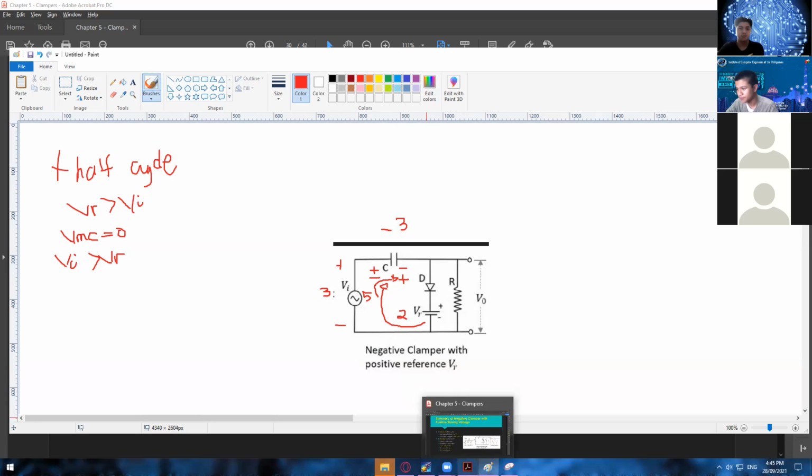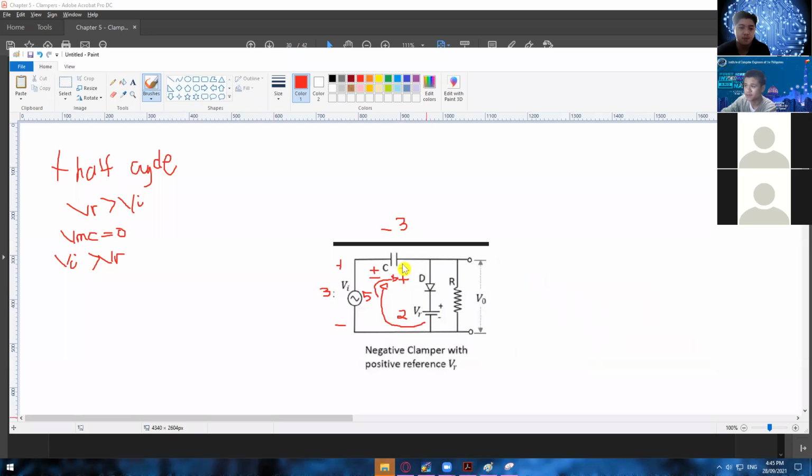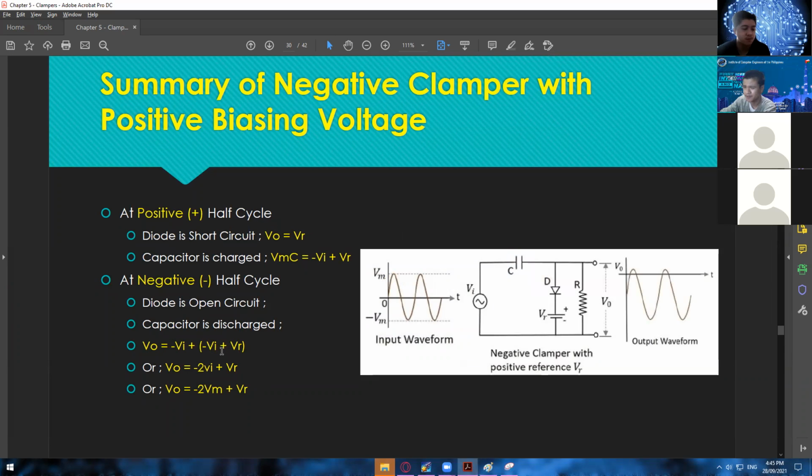Okay? So that's what's happening there. And then for the negative half cycle, of course, VO is equal to negative VI plus negative VI plus VR. So in here, we've just simply followed the polarities. So we have the negative value of your VI, and then the value of your VMC right here, wherein it's negative. So that is why it's negative right here.